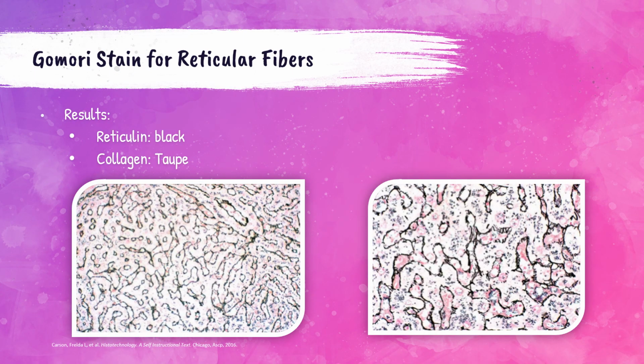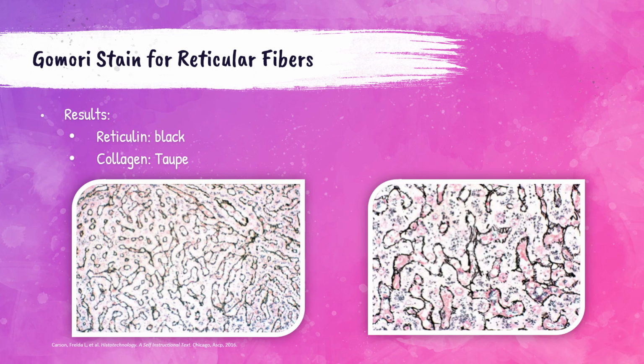When stained with the Gomori stain for reticular fibers, the reticulin will be black in color and collagen will be a taupe color. The photo on the left-hand side of the slide shows a liver tissue section that is stained with the Gomori reticulin stain, and then counterstained with nuclear fast red solution. So this one on the left-hand side is 10x objective on the microscope. Now the photo on the right-hand side shows the same section under the 40x objective.